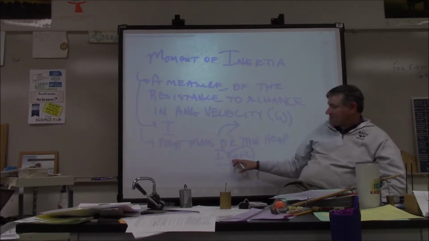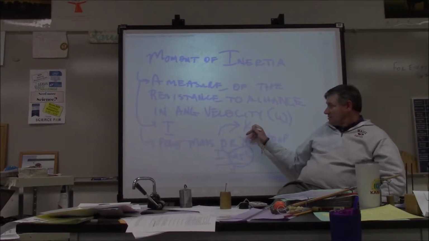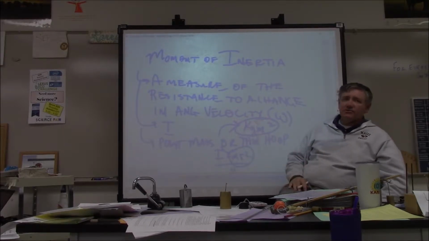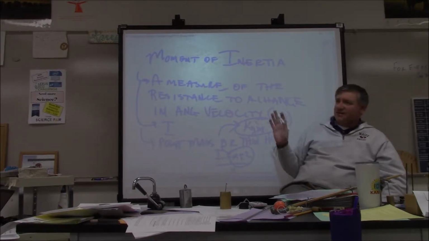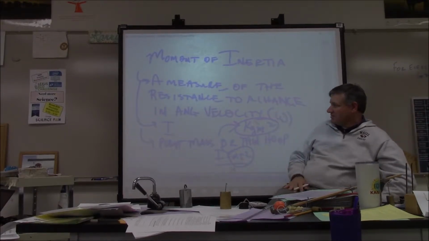Mass is going to be in kilograms, and then you have the R, which is going to be in meters, so you get squared. Kilograms meters squared. And no, there's not a cute way to do that. It's just that. It's kilograms per square.